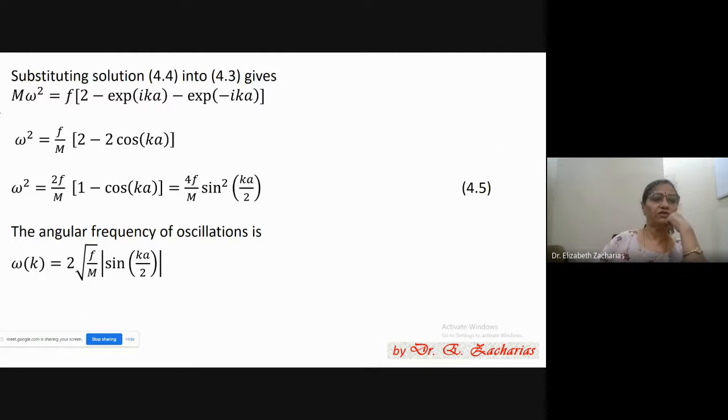So let's see what we get. All common terms will get cancelled out, and you will be left with capital M omega square equal to F into (2 − exponential i k a − exponential minus i k a). All other terms will get cancelled. Now I want you to answer this question. What is exponential i theta plus exponential minus i theta? Anyone?